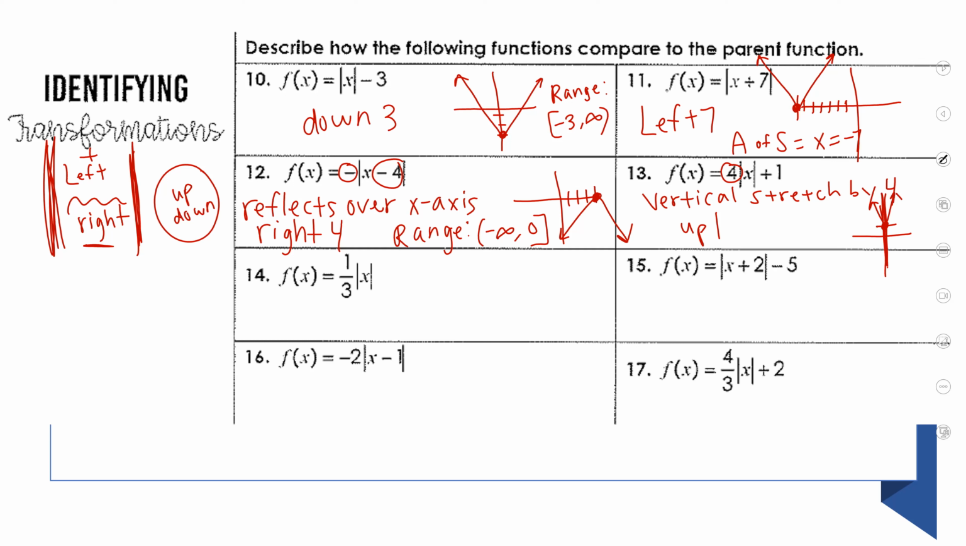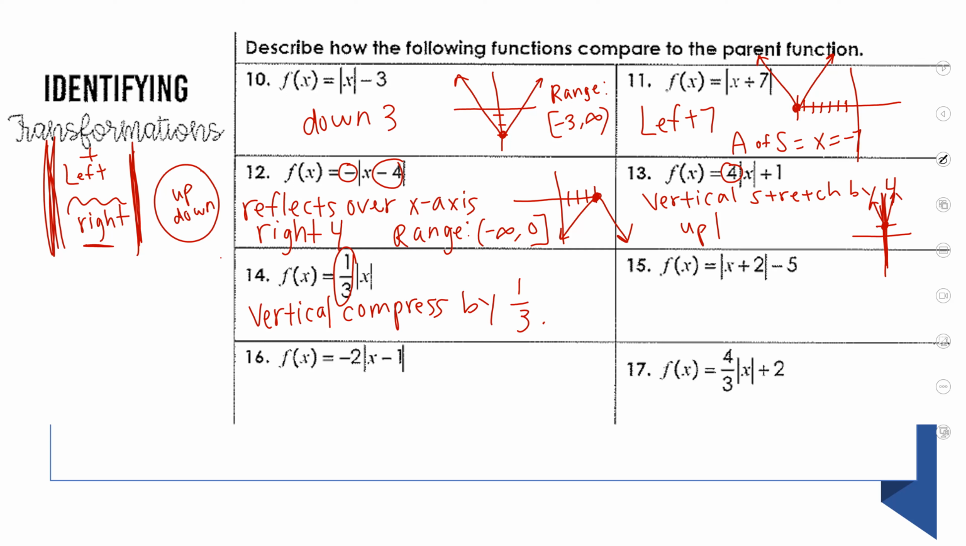All right, let's look at number 14. Look at your notes. The number in the front, it's less than 1. So what will this be? Yes. This will be a vertical compress by a third.